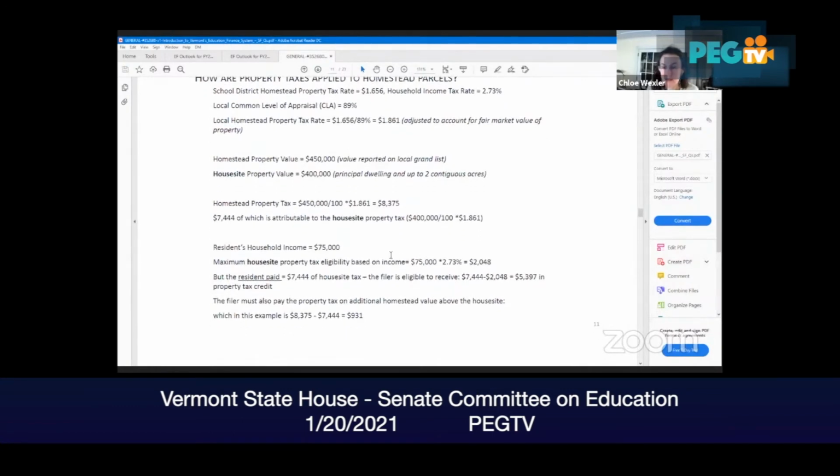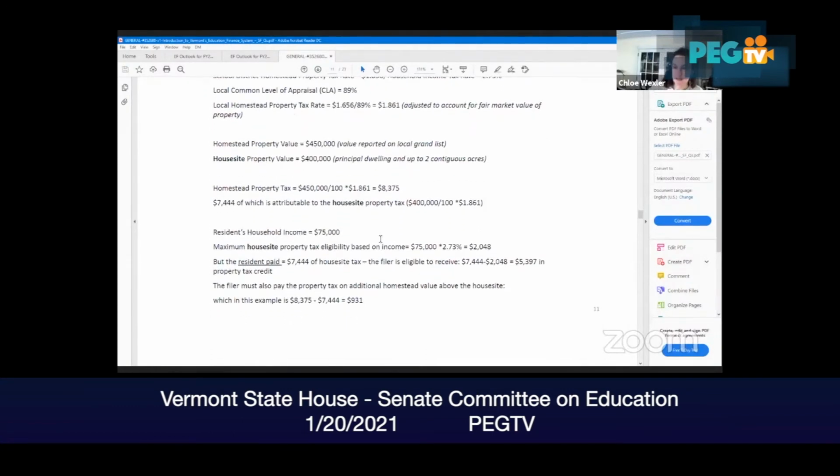So this resident has a household income of $75,000. That means the maximum house site property tax that they are eligible to pay based on their income is $75,000 times 2.73%, which is $2,048. But the resident paid $7,444 of house site education tax.